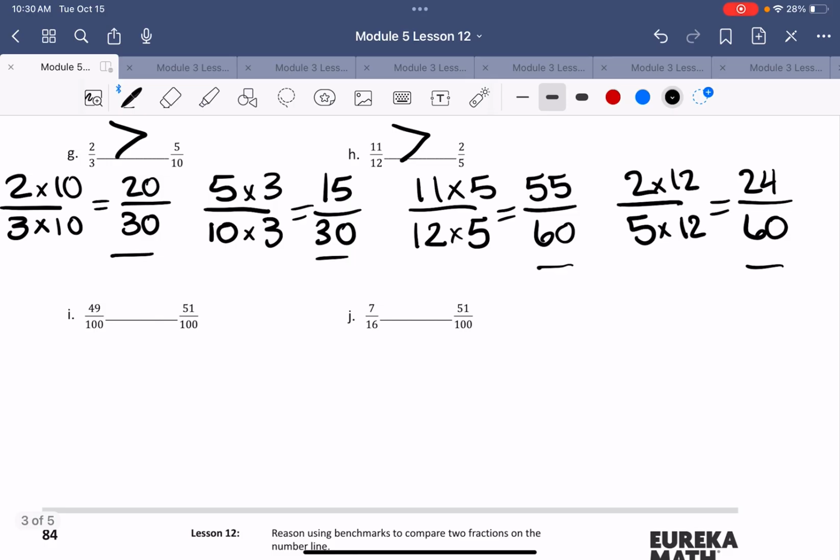On this one, we have 49/100 and 51/100. Because the denominators are the same, we do not have to multiply. All of the other problems, we had to multiply to get the denominators the same, but because these two are the same, we can just go ahead and compare. So is 49 hundredths or 51 hundredths greater? 51 hundredths.